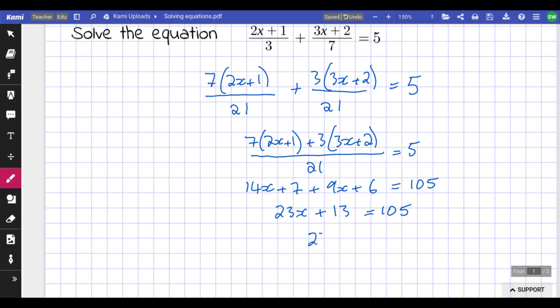Subtract the 13 from both sides, and that gives us 92. And finally, divide both sides by 23. Now you might think, oh no, I don't want to divide by 23, but in this case, if you think about adding 23s successively, it only takes 4 of them until you get to 92. So 4 23s are 92, and in this case, x is equal to 4.